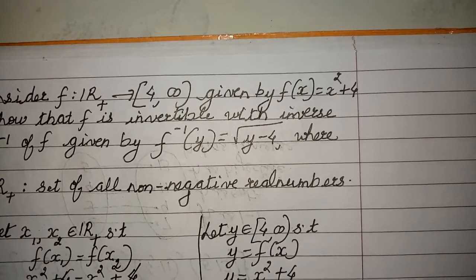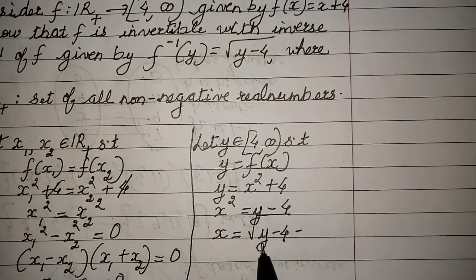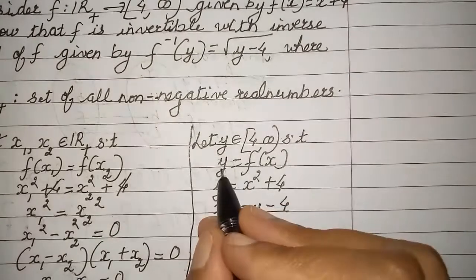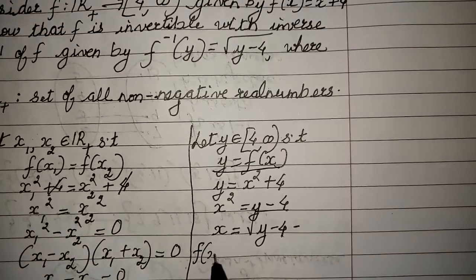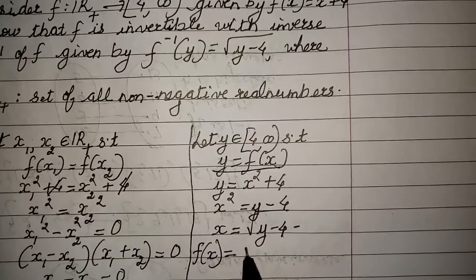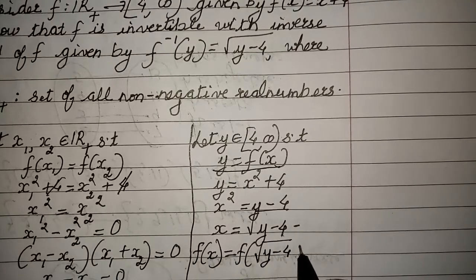Now you know that the second part of the definition says that after getting the pre-image, children, you have to prove this condition also, y equal to f of x. So I am going to start with f of x. I hope you understood why it is not negative. So f of x will be what, children? It will be f of square root of y minus 4.